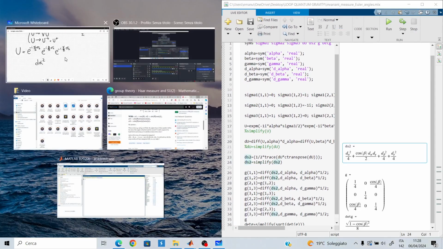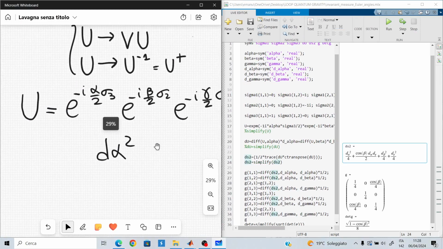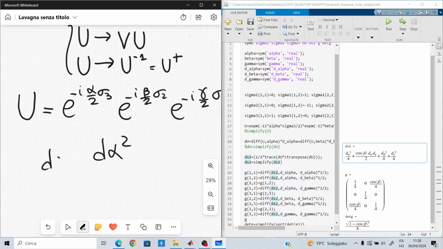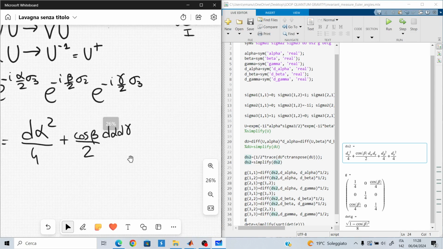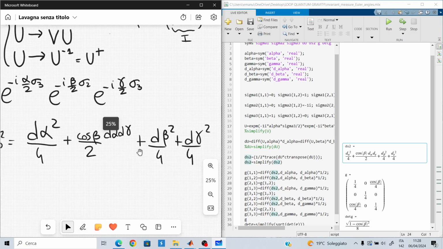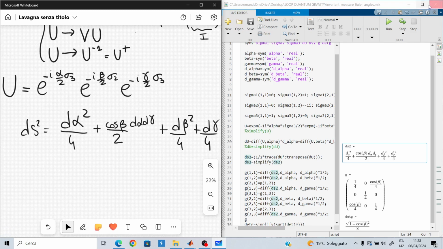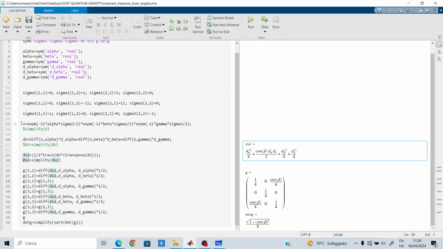Let me create two different screens. I have ds squared equal to d alpha squared over 4 plus the cosine of beta d alpha d gamma divided by 2. Then I have plus d beta squared over 4 plus d gamma squared over 4. So this is quite a simple expression. And MATLAB calculated it starting from u.